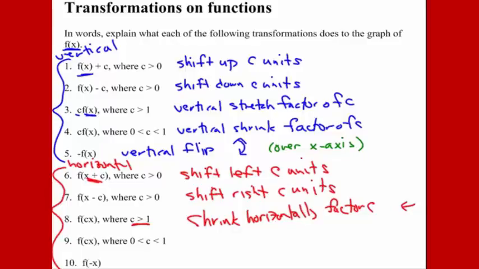Now if we multiply x by a small number, it's going to give us a stretch horizontally by a factor of c. And if we change the sign on our x, it's going to be a horizontal flip, but it's going to be over the y-axis.